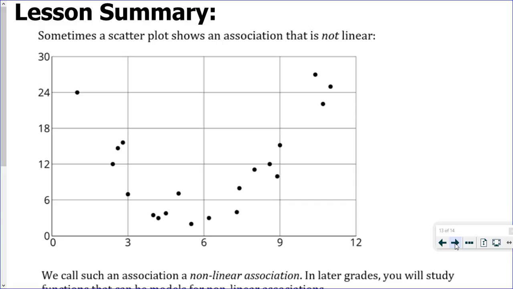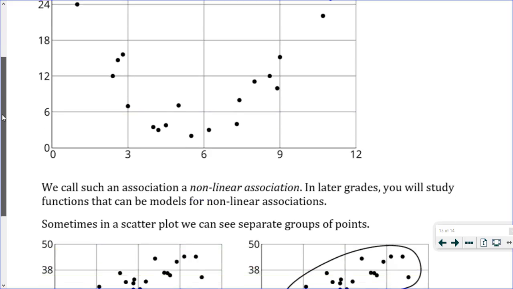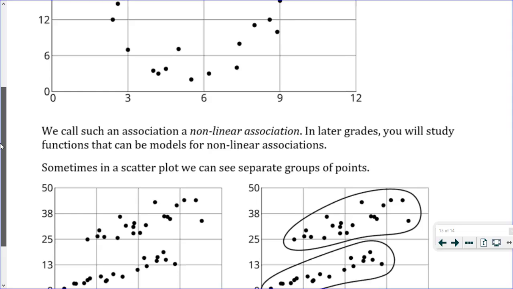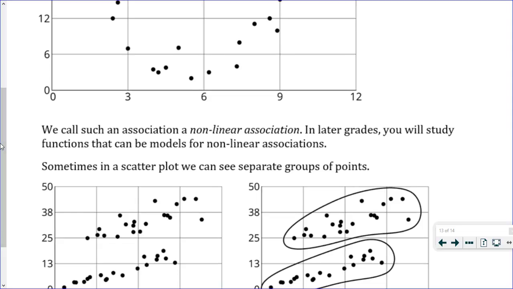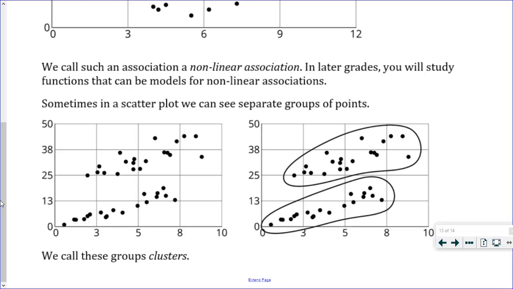All right, so moving to the top of page 52, here's our lesson summary. Sometimes a scatter plot shows an association that is nonlinear, right? So if we look at this, the data is clearly curving. We call such an association a nonlinear association. In later grades, you will study functions that can be models for nonlinear associations. Sometimes in a scatter plot, we can see separate groups of points. We call these clusters, just to sum up that. Okay, so then identified in your book there.